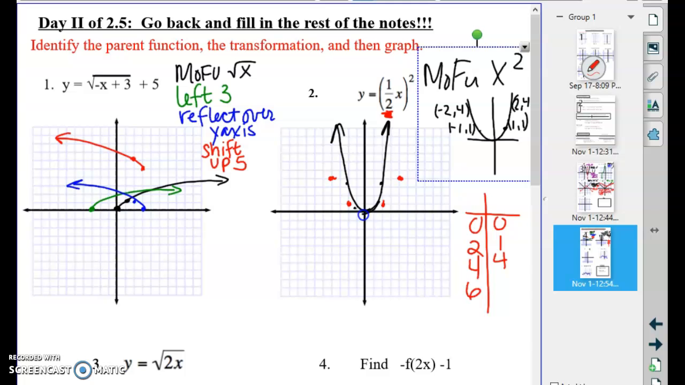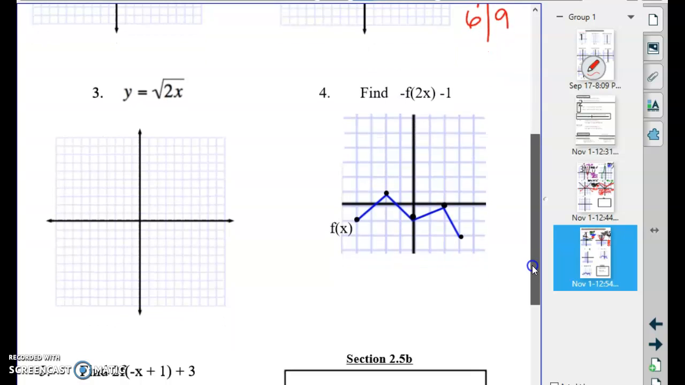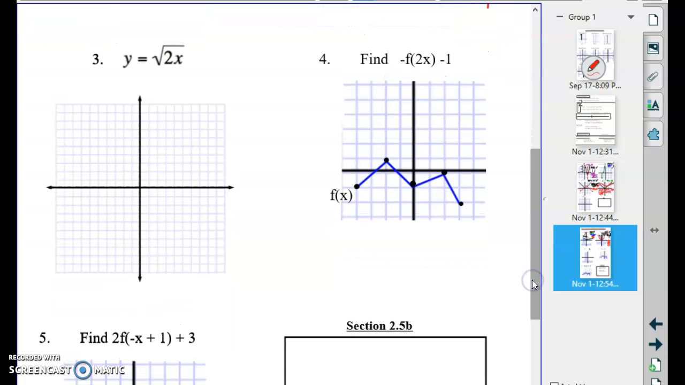And then if I went over 6, half of 6 would be 3. 3 squared is 9. So over 6, 2, 4, 6, up 9. So that actually, even though it says 1/2, it makes it wider because x things do exactly the opposite of what you think. All right, we're going to keep going. This one, all right, y equals the square root of 2x. So we're going to go in. Do you remember what the mother function is?